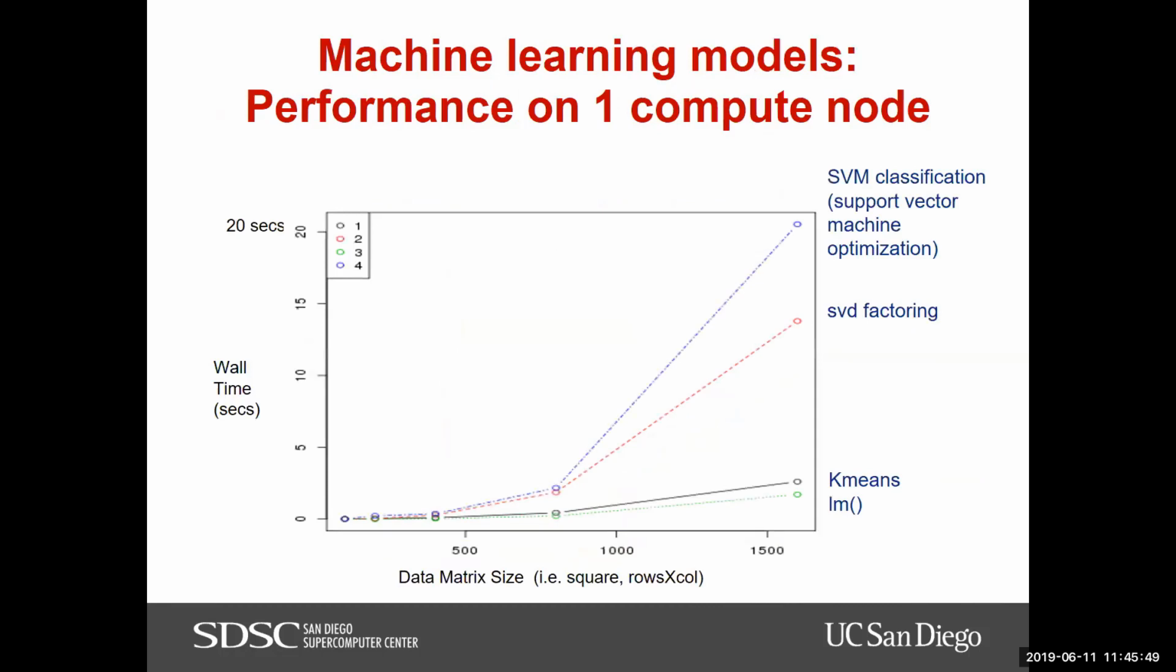When you're doing modeling, the k-means and the linear models tend to be pretty fast. The SVD factoring can be a little bit slower. Something like support vector machines is even slower. I don't have a picture here of neural networks, but if I ran a neural network, it would be much, much slower. So that just gives you a sense that if you have more data or large data matrices, sometimes the simple models are going to be faster.